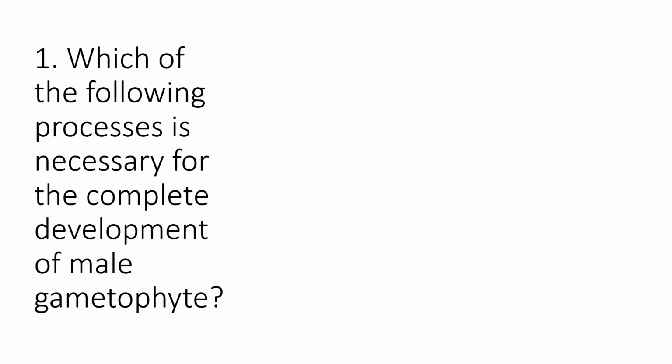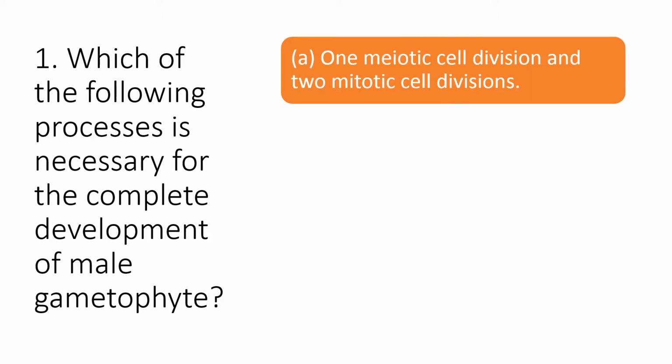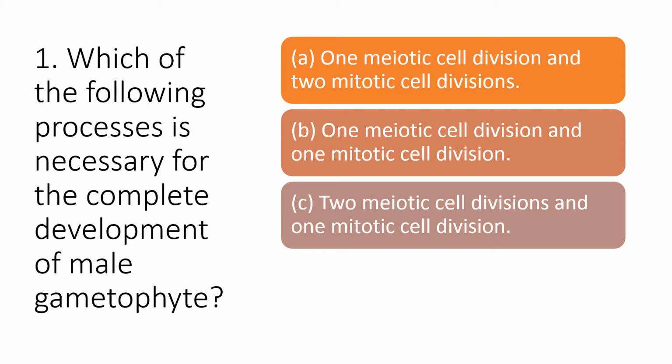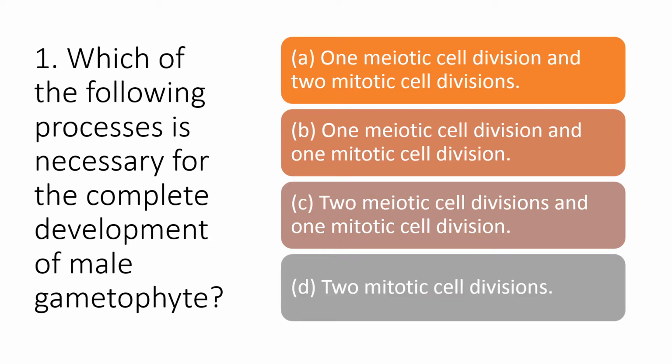Which of the following processes is necessary for the complete development of male gametophyte? And the options are: 1 meiotic cell division and 2 mitotic cell divisions; 1 meiotic cell division and 1 mitotic cell division; 2 meiotic cell divisions and 1 mitotic cell division; 2 mitotic cell divisions. So look at the question carefully. Which of the following processes is necessary for the complete development of male gametophyte?